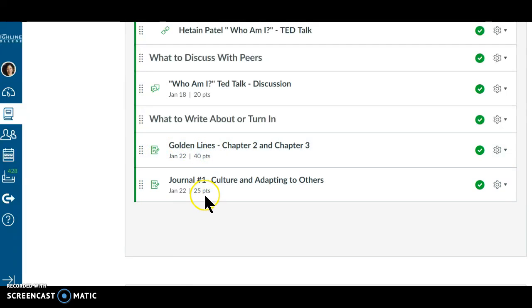Additionally, by the end of this weekend, you're going to be doing Golden Lines. And then there's a journal. The journal is the assignment for Chapter 3. Who am I? That's talking about Chapter 2. Journal 1 is Culture and Adapting to Others, and that's about Chapter 3.